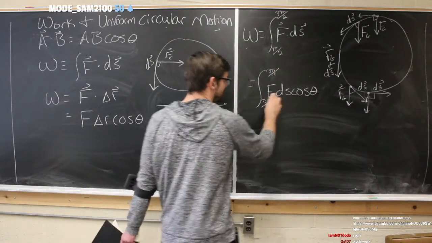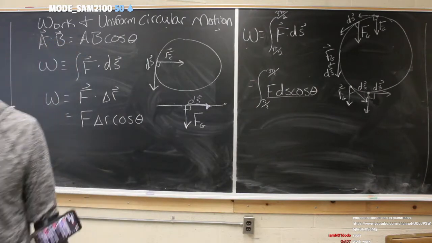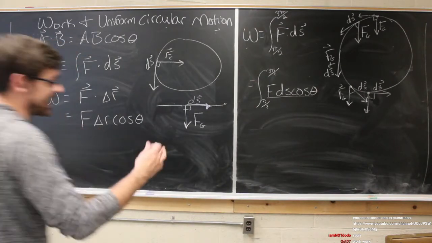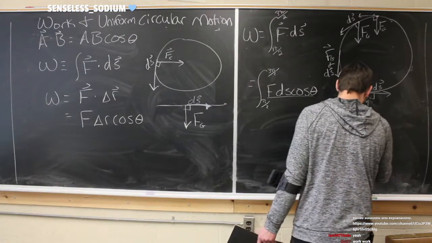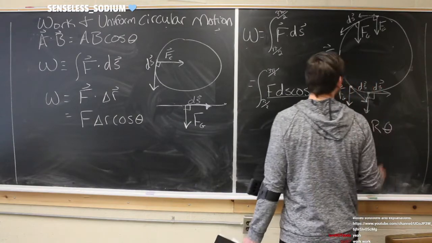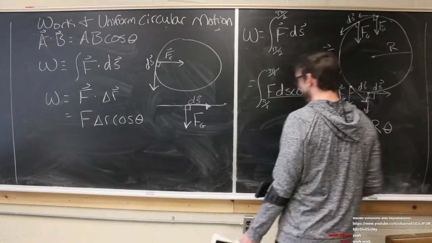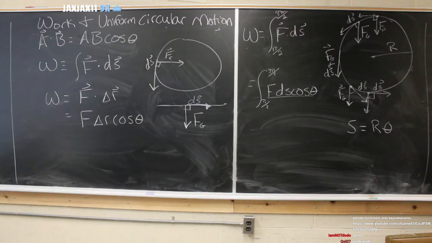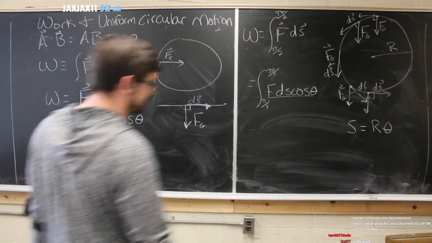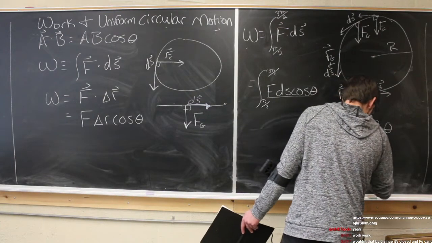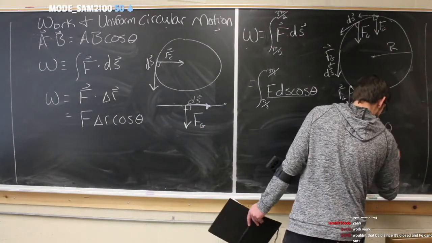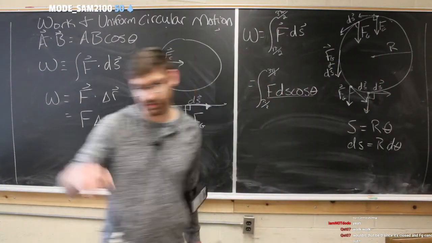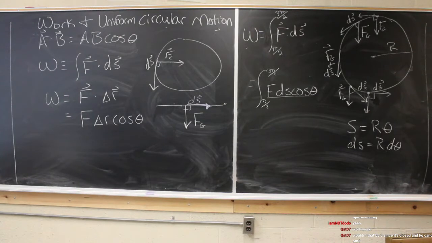So how do we change this into an integration variable for the angle? Well, we can talk about arc length. If the radius is r, the r is not changing. But what is changing is theta. So ds is going to equal r d theta. If you take the derivative with respect to theta, you get ds d theta equals r.